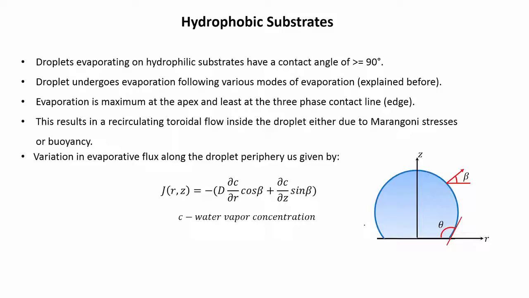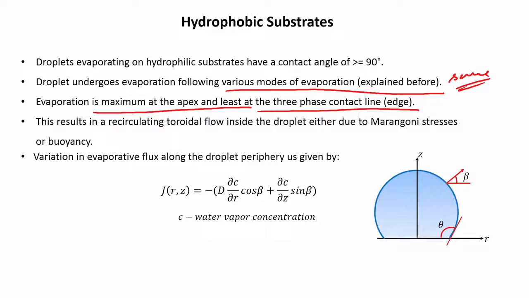However, for a hydrophobic droplet the situation is very different. It also undergoes the various modes of evaporation, that is the same. The evaporation however is maximum at the apex and least at the 3 phase contact line. So, it is maximum here, least here. It is completely reverse. In the case of hydrophilic droplets, this was the maximum, this was the minimum. In this case this is the maximum and this is the minimum, got it.